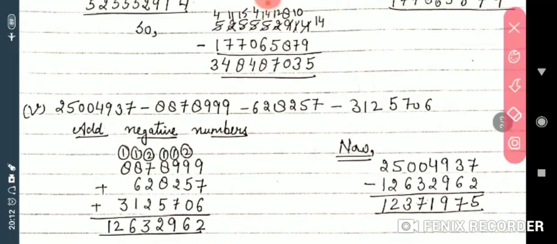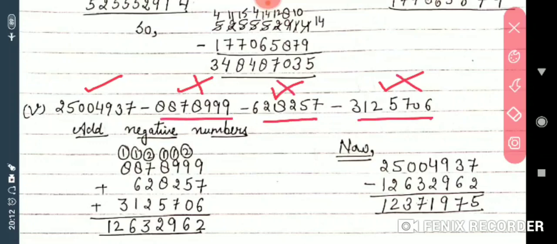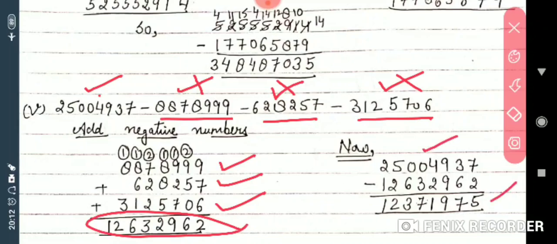Next, this is a positive number, this is a negative number, this is also a negative number, this is also a negative number. So there are 3 negative numbers and 1 positive number. So what will you do? First you will add all the 3 negative numbers. Yes. Then you will subtract this negative number from this positive number and you will get the answer.